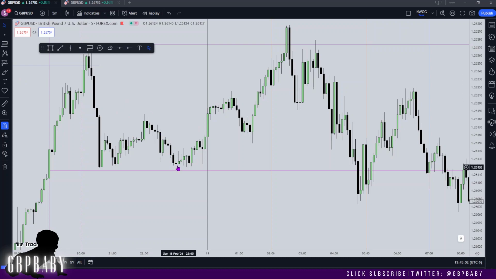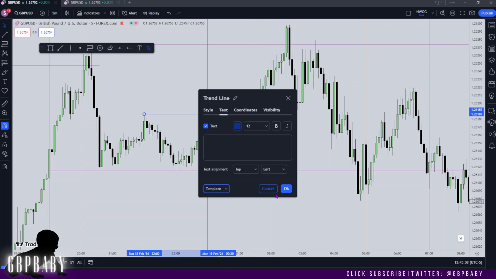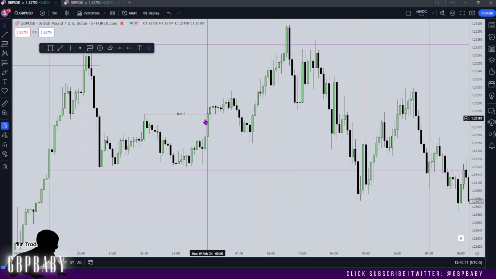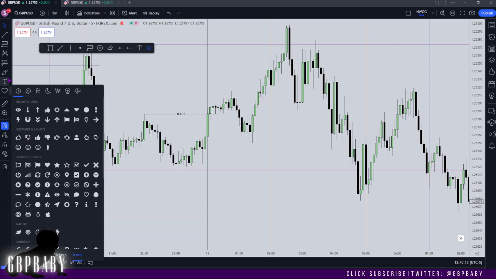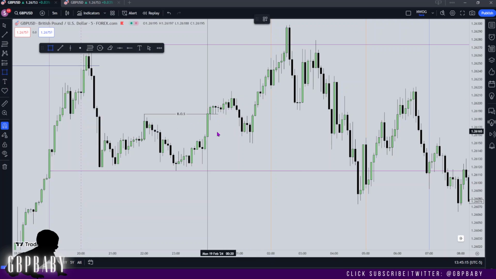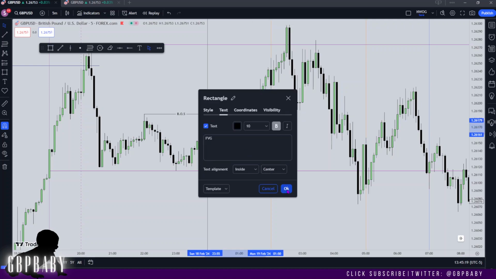So we have a low created here. We have a break in market structure here to the upside, like a bullish break of structure. So we can put BOS, break of structure. We have a fair value gap here. Price then comes down to fill it right before the London session. Classic price action. Fair value gap right there.